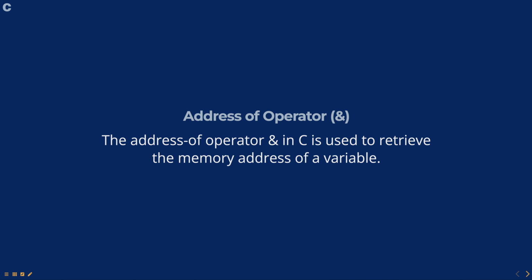The address of operator ampersand in C is used to retrieve the memory address of a variable. The ampersand operator is placed before the name of the variable to get its memory address. The result of the ampersand operator is a pointer, which is a variable that stores the memory address of another variable.